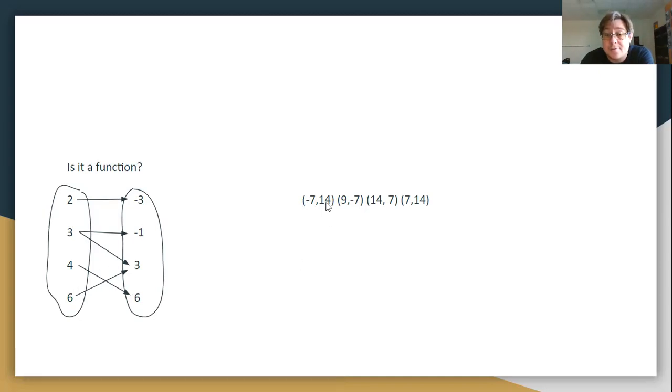Here we have -7, 14, 9, -7, 14, 7, 7, 14. So notice that each input is different. Each input has only one output. It is okay that both -7 goes to 14 and 7 goes to 14. You can have different inputs give the same output. That's fine. The same input can't have different outputs. So just be careful with that. So this one is a function. It works. Each of our inputs goes to one single output. So we're good.